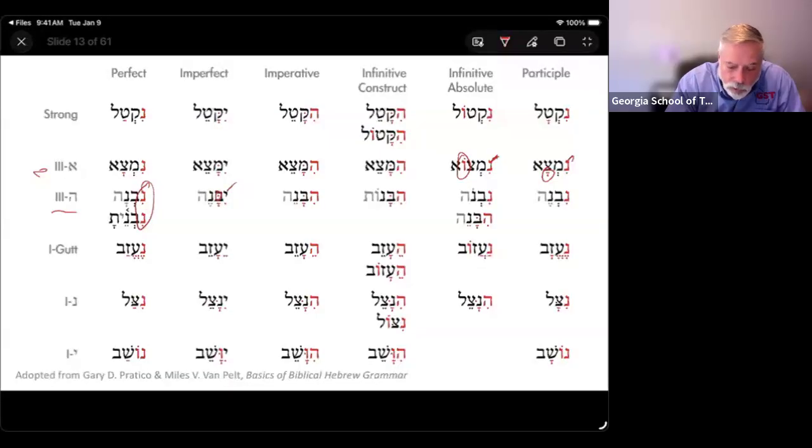imperfect. And there we have the same thing, except now we're using the hey to maintain the diagnostic features. Same thing with the hey, maintaining the diagnostic features. Everything else is the same. The nun is maintained in one form of the infinitive absolute, but in the other, it's the hey, because the nun assimilates. So you'll see it two different ways. That's the point. And the nun is maintained in the participle.